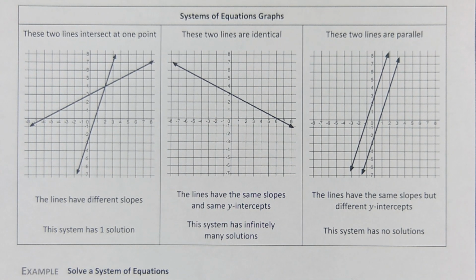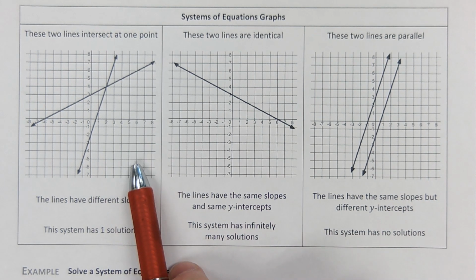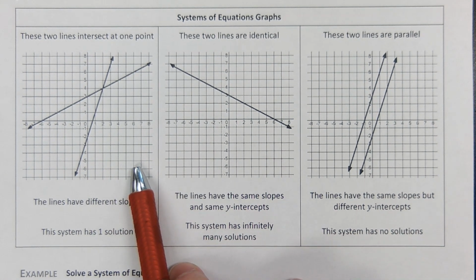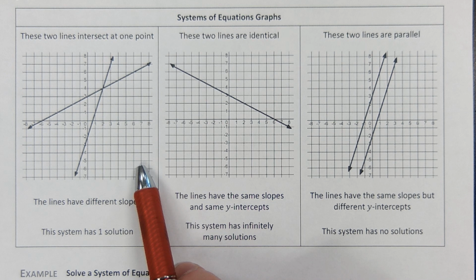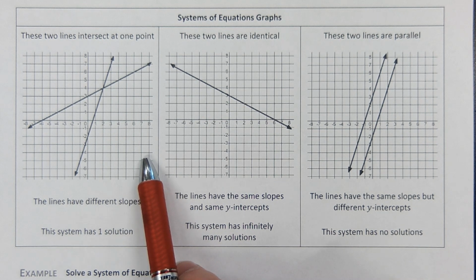Now, straight lines can only work with each other in one of three ways. Way number one looks like this, where your two lines have different slopes, which guarantees they are going to intersect one time somewhere. Two lines, different slopes, they're definitely going to cross.